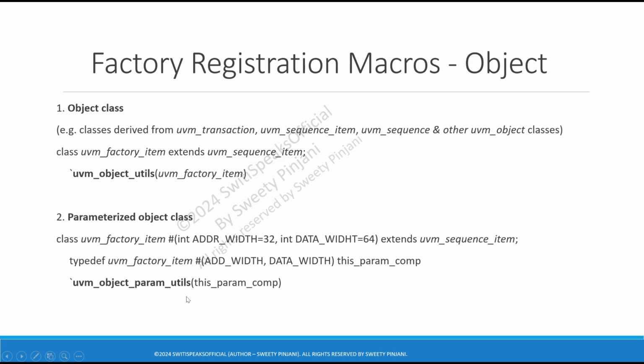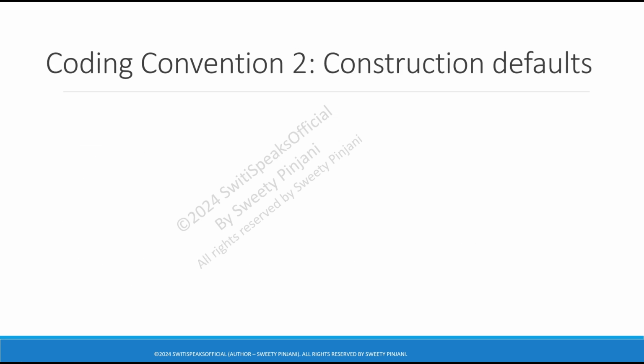That's about registration. This is the first coding convention. The next coding convention which you should follow for the UVM factory is the constructor defaults. While constructing the UVM factory, you will have a constructor, and there are some defaults which you have to follow. Let's understand what these are.